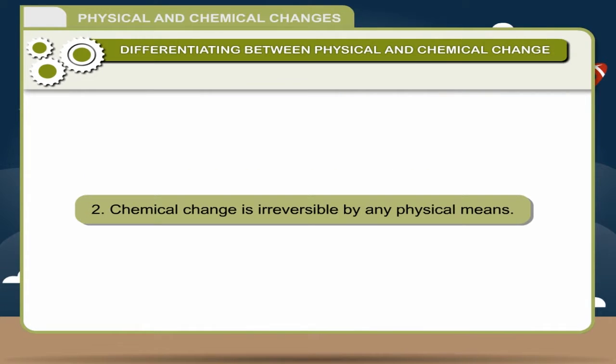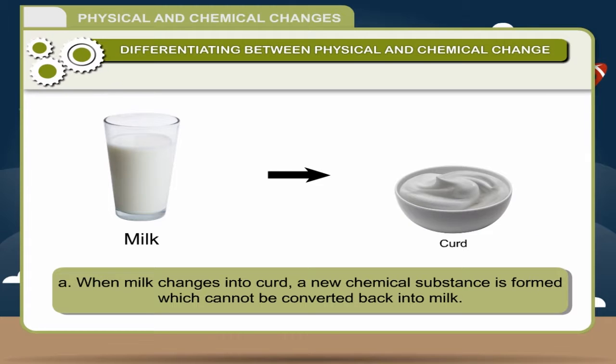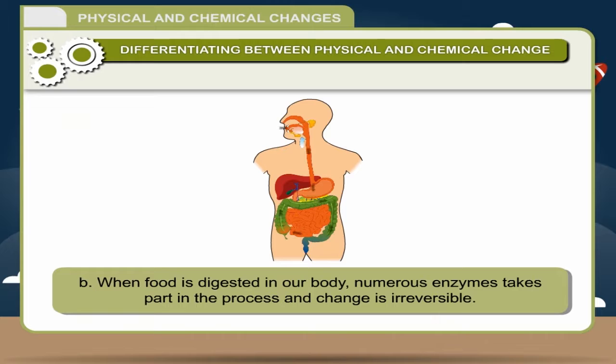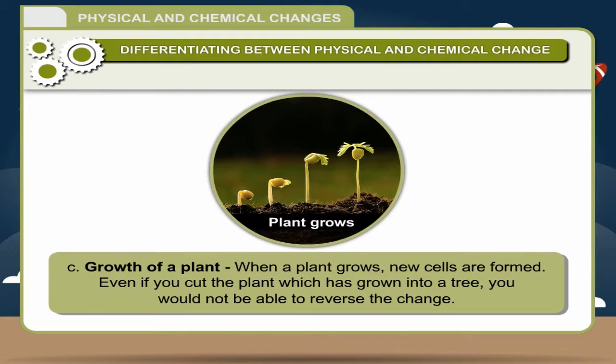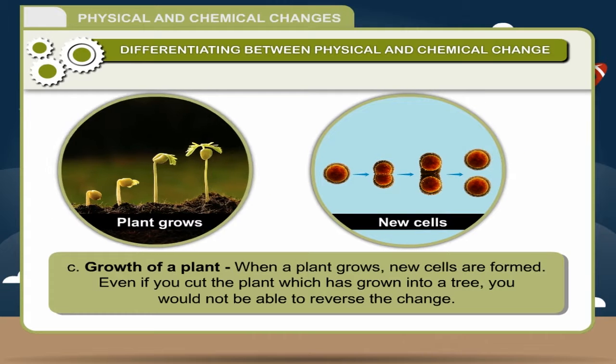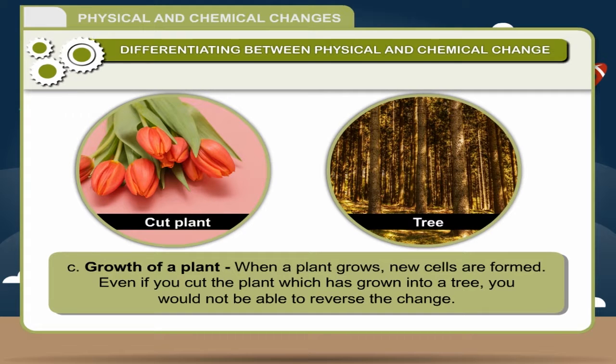2. Chemical change is irreversible by any physical means. A. When milk changes into curd, a new chemical substance is formed, which cannot be converted back into milk. B. When food is digested in our body, numerous enzymes take part in the process, and the change is irreversible. C. Growth of a plant. When a plant grows, new cells are formed.